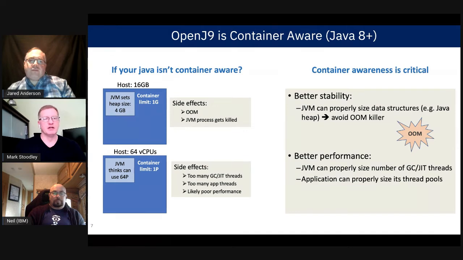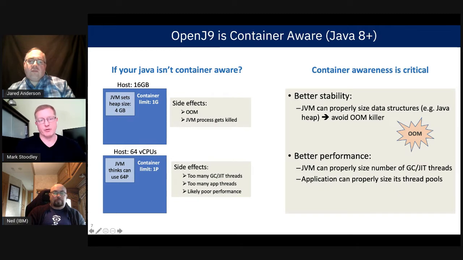For example, you can get confused about how much memory is available. If the container limit is 1 gigabyte and you run that on a host that's 16 gigabytes, if the JVM somehow isn't aware that the limit is 1 gigabyte, it'll set a heap size based on the size of the host, 4 gigabytes, you'll throw out of memory, and badness will ensue.